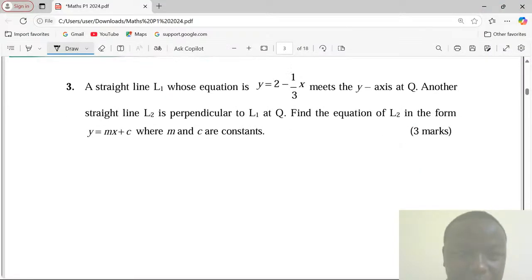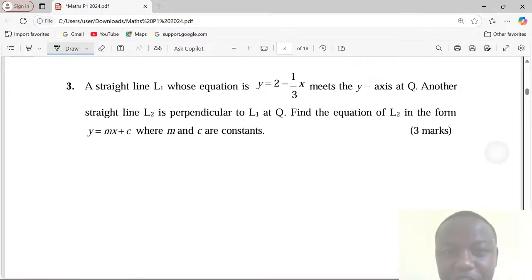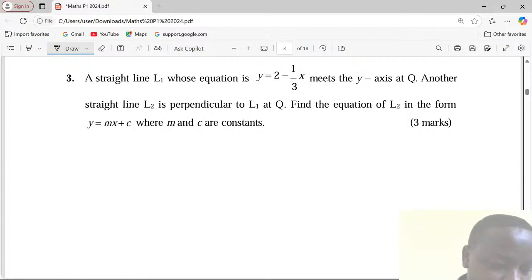Number 3, a straight line L1 whose equation is y equals 2 minus a third x meets the y-axis at Q. Another straight line L2 is perpendicular to L1 at Q. Find the equation of L2 in the form y equals mx plus c, where m and c are constants. So let's look at the solution again.